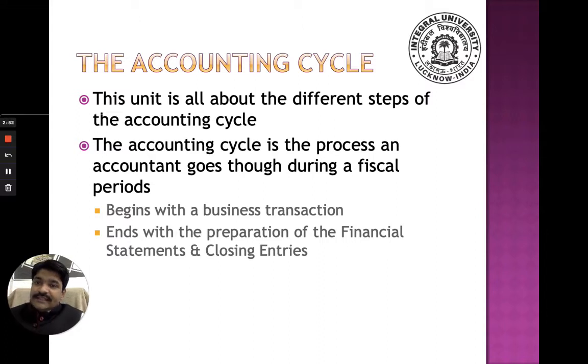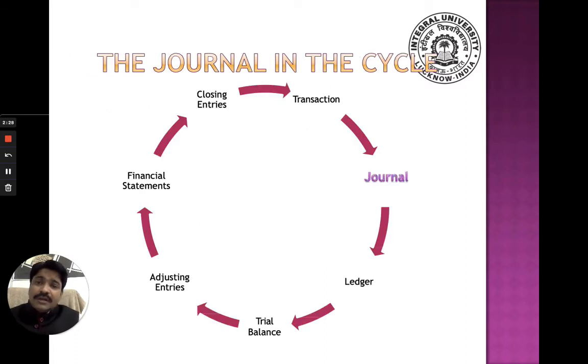What is the accounting cycle? This unit is all about the different steps of the accounting cycle. The accounting cycle is the process an accountant goes through during a financial period, beginning with the business transaction and ending with the preparation of financial statements and closing entries. Once a transaction occurs: journal entry, then ledger, then trial balance, then adjustment entries, then financial statements, and then the closing entries.